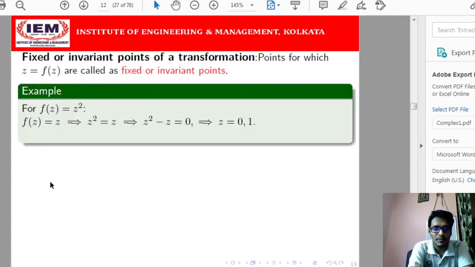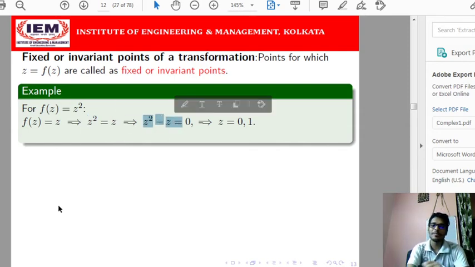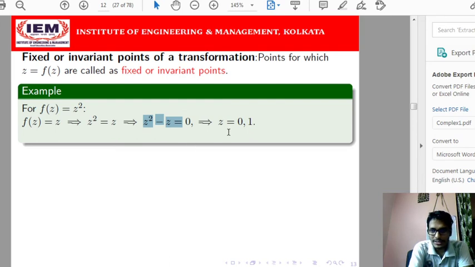Let me give one example of how we can get the invariant points of a particular function. Let us consider the function f of z equals z square, so w is z square. To get the invariant points, I substitute w equals z, so f of z equals z. That means z square equals z, so z square minus z is 0, which means z into z minus 1 is 0. That implies either z is 0 or z is 1. So for this function we find that only 2 points are mapped to themselves under this mapping.